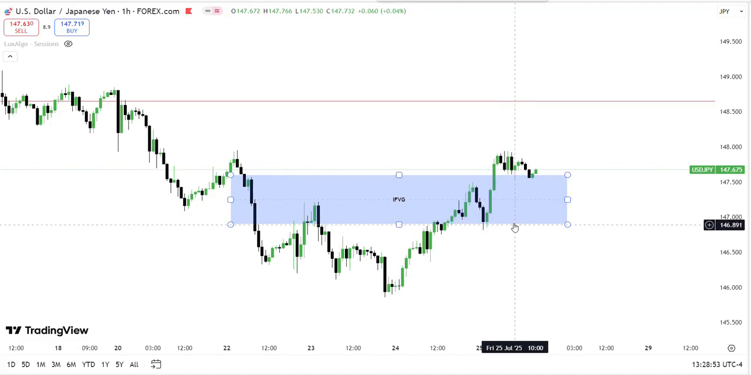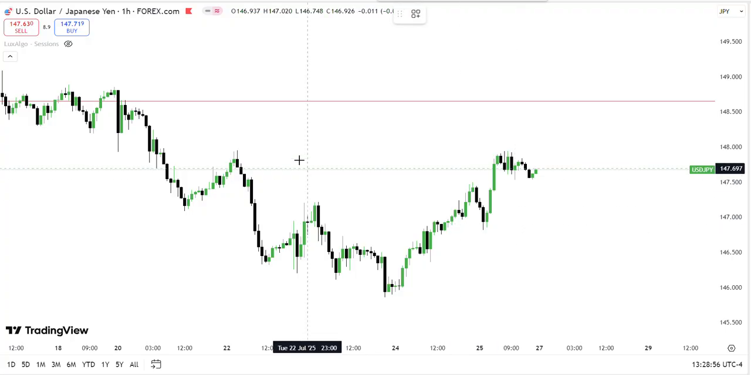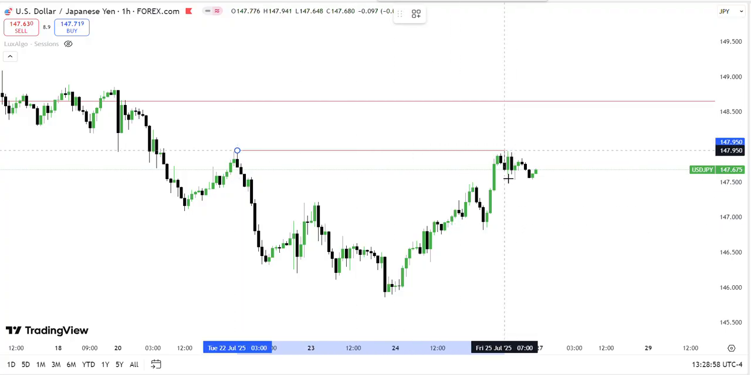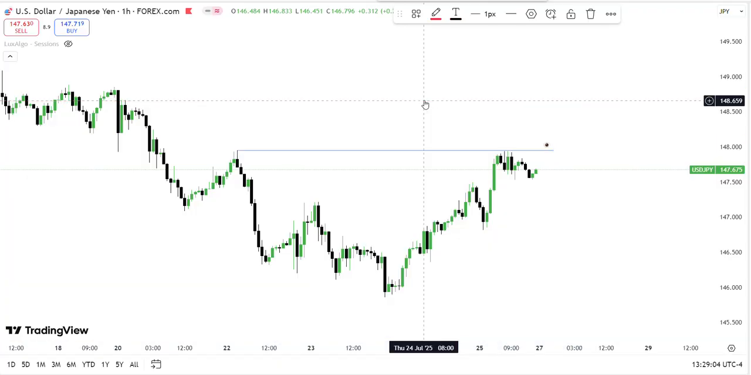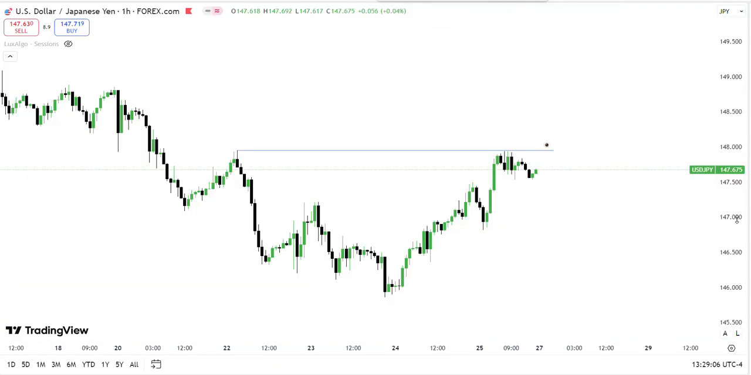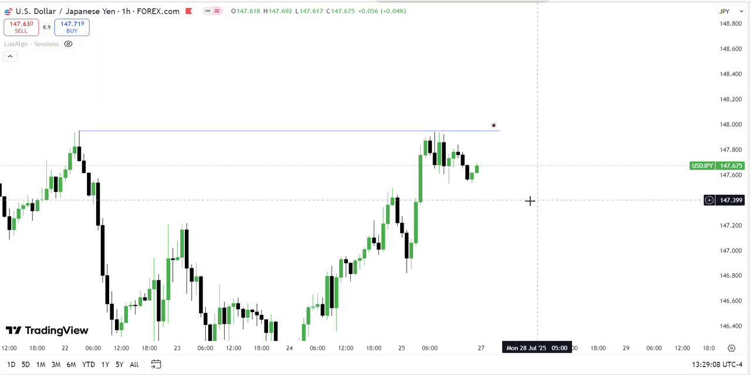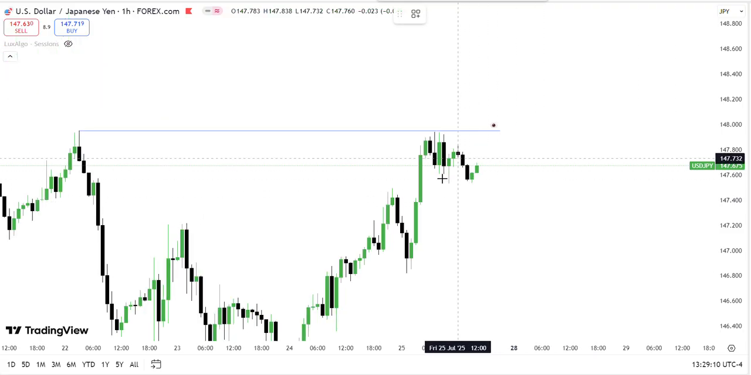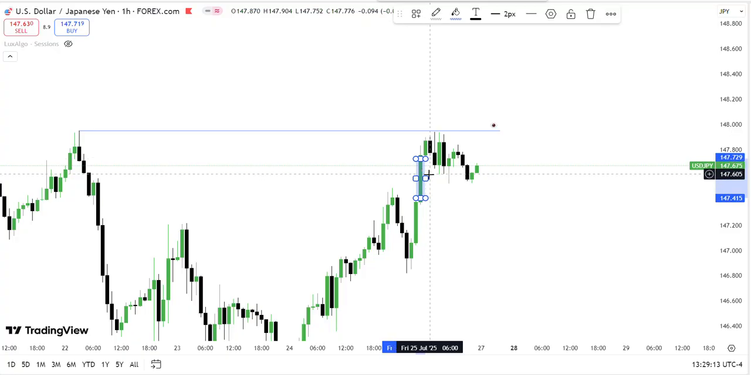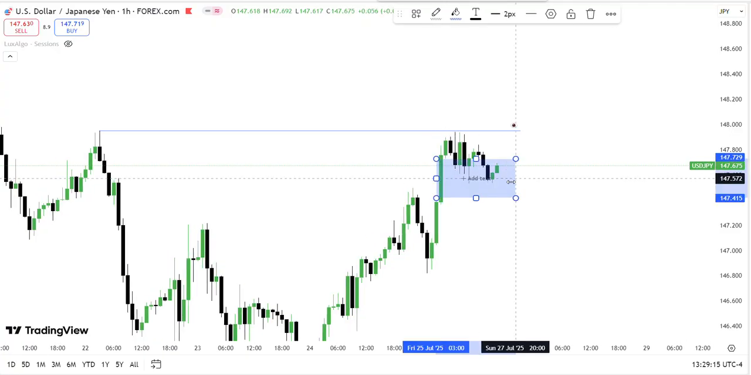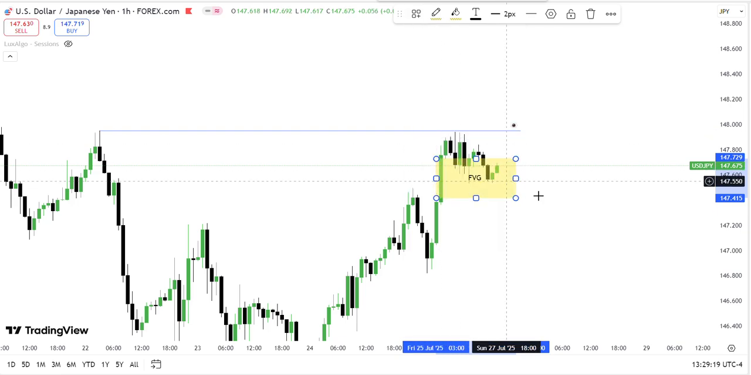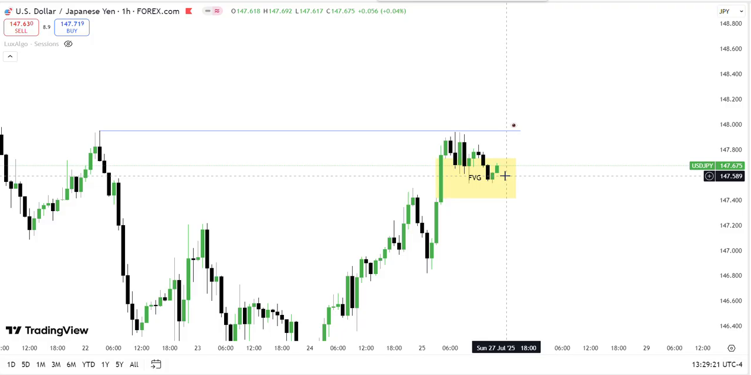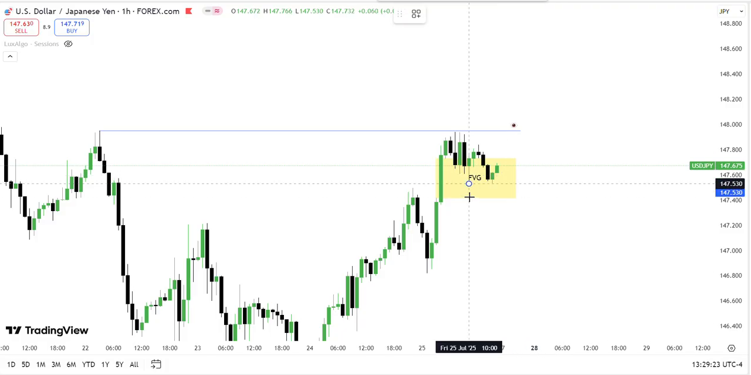What has the market been doing here? After taking this liquidity, it just missed taking this other liquidity. So my draw on liquidity is that I expect the market to take this side on Monday. The market is filling this imbalance, so I expect the market to come down a bit first. I think the market will be taking this low.